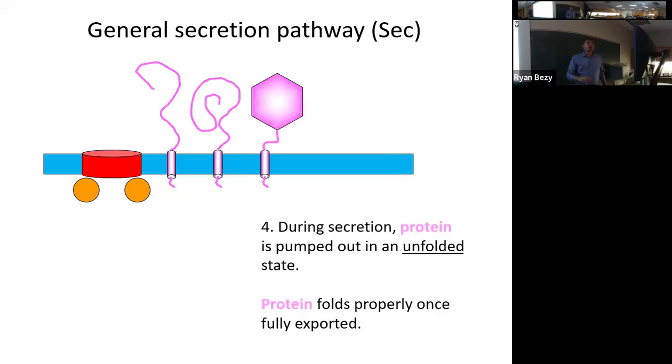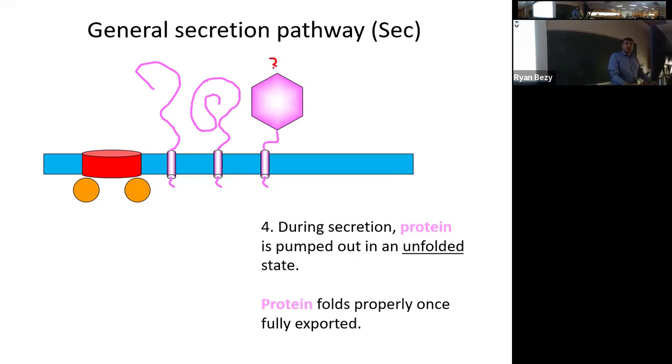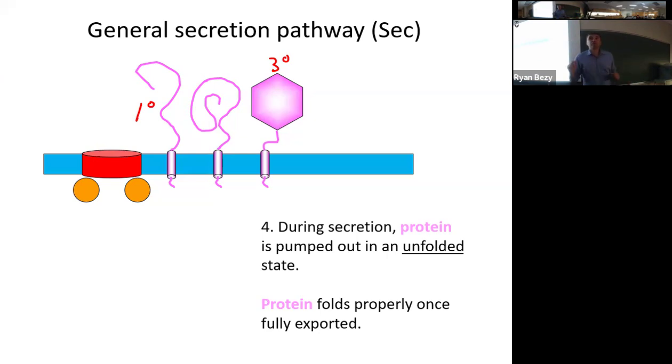Sometimes that's the end. During the secretion, the protein is pumped out in an unfolded state. It's in its primary structure, but once it gets out there, it folds into its tertiary structure. So this is just supposed to be my final 3D shape, or tertiary structure. Whenever I was showing the protein like this, it was supposed to be its primary structure, unfolded. Once it gets outside of there, it folds up into its tertiary shape. Questions about that?